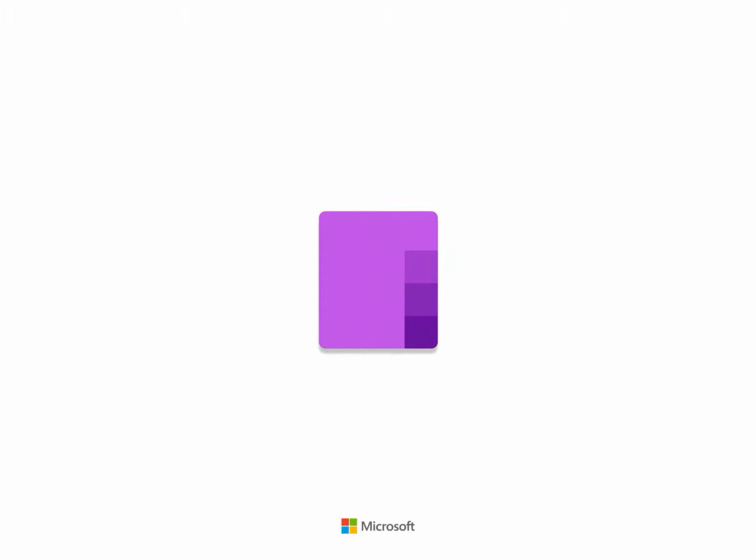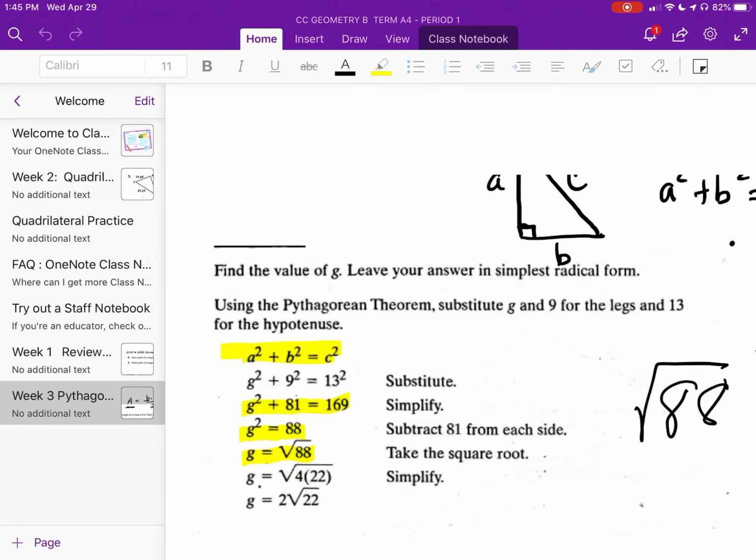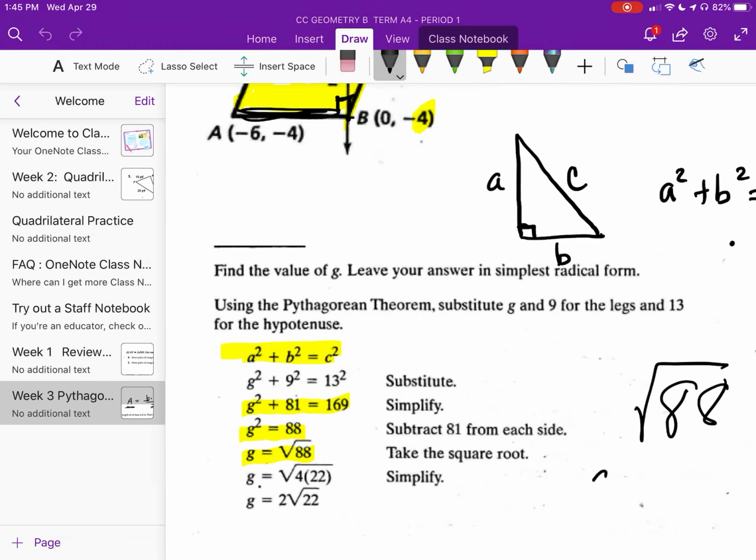Waiting for my OneNote to come back. Here we go. So the square root of 88 is going to be 9, and I'm going to say it's probably around 9.4. So a little bit bigger.